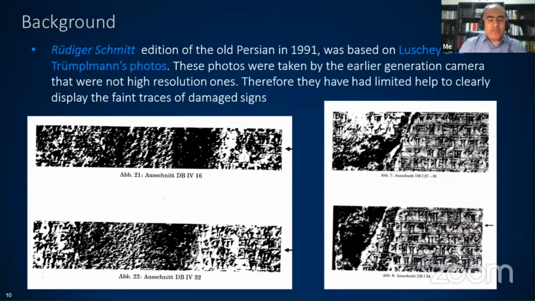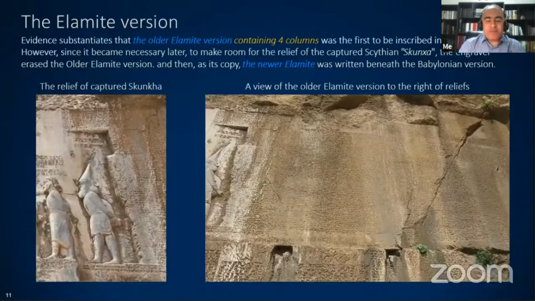Now, before we get into the Elamite version, let's have a brief talk about the older one, which is placed to the right of the reliefs. Several pieces of evidence substantiate that the older Elamite version, which was arranged in 4 columns, was the first to be inscribed in Behistun. But since it became necessary later to make room for the relief of the captured Scythian Skunkha, this version was erased by the same engravers, and then, as it copied the newer Elamite, was written beneath the Babylonian version.